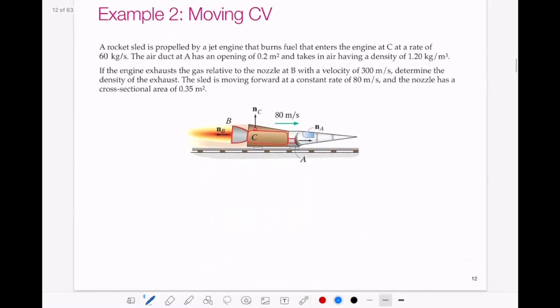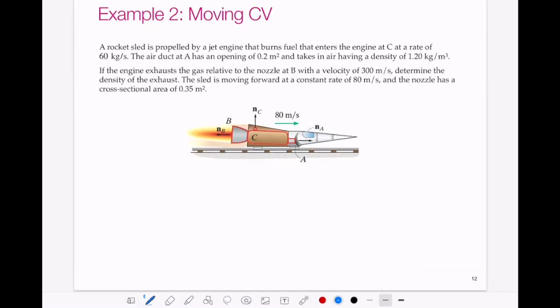So now let's look at an example where we have a moving CV. In this example, we have a rocket sled, and it's propelled by a jet engine that burns fuel that enters the engine at C at a rate of 60 kilograms per second. The air duct at A has an opening of 0.2 meters squared and takes in air having a density of 1.2 kilograms per meter cubed. If the engine exhausts the gas relative to the nozzle at B with a velocity of 300 meters per second, determine the density of the exhaust.